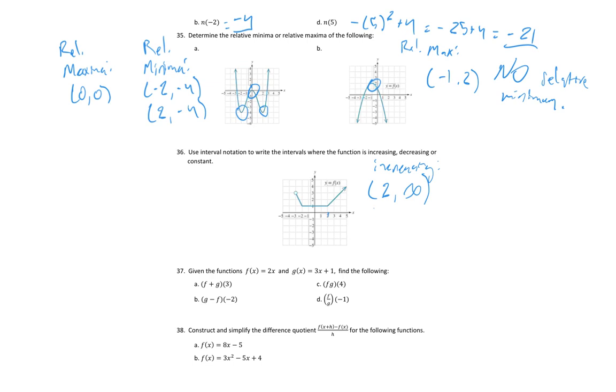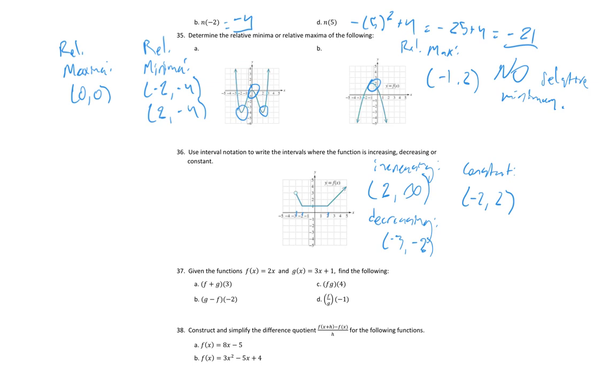Now, what about decreasing? Well, let's just look where it's decreasing. Looks like it's going between negative 3 and negative 2 here. Constant, well, looks like it's between negative 2 and 2. Not so bad. All right, so now number 37, we have these 4 functions.